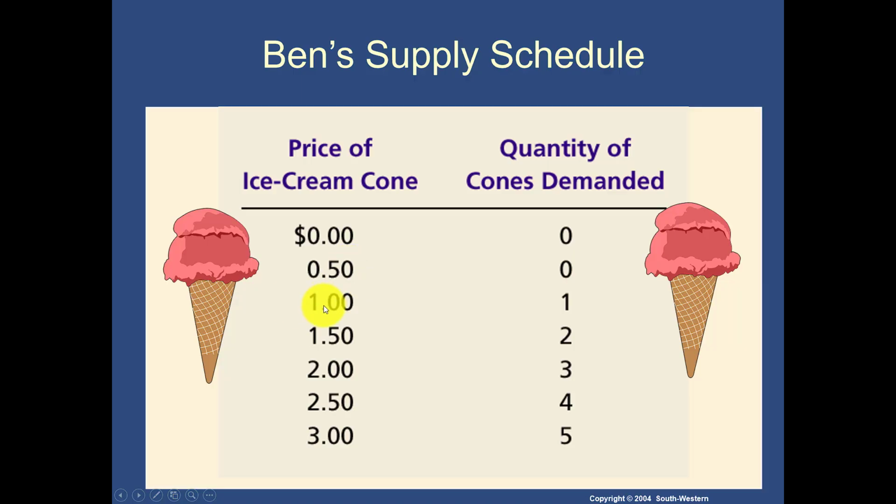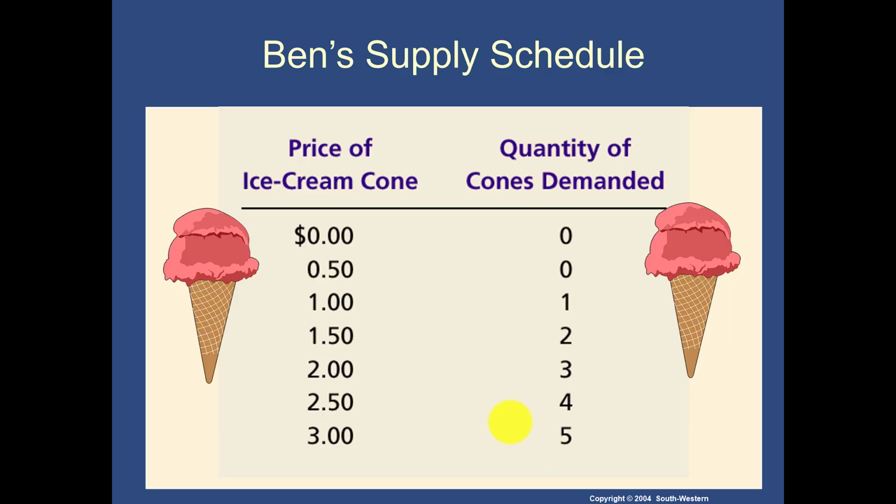$1. So when you see that, okay, your eyes open a little wider. All right, I will supply one ice cream cone for $1. One for $1. Okay, good. The price goes up again to $1.50. You say, okay, $1.50, this is getting better. I supply two. Price goes up to $2. You say, oh yeah, man, things happening nice. So I supply three. $2.50, I supply four. $3, I supply five. So at $3 per cone, you say, I'm gonna supply five because the price is nice and high for me as a producer.